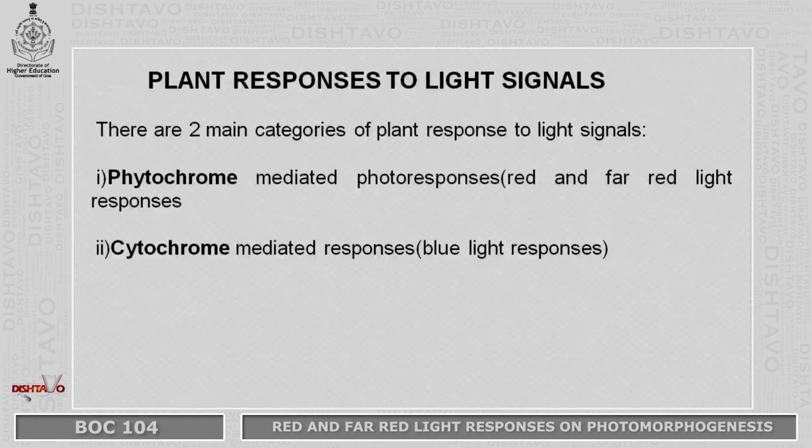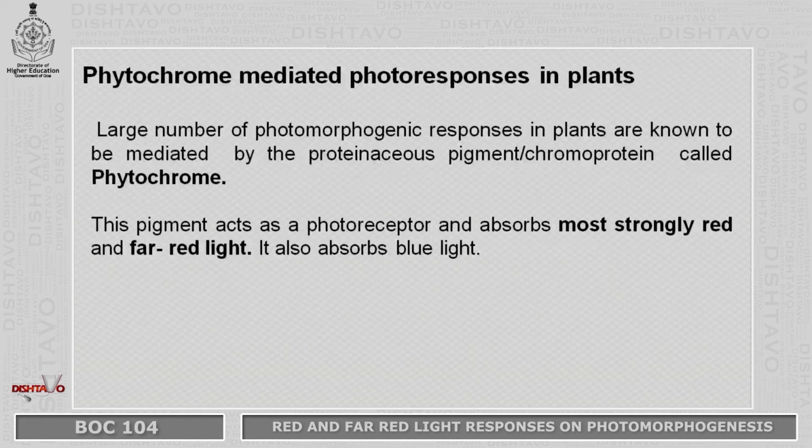So what are the plant responses to light signals? Well, there are two main categories of plant response to light signals. One is phytochrome-mediated photoresponse, and the second one is cytochrome-mediated response. Phytochrome-mediated responses, as you can see in the brackets there, are red and far red light responses. Whereas cytochrome-mediated responses, you can see in the brackets put there, are blue light responses. We today in this lesson will focus on phytochrome-mediated responses in plants.